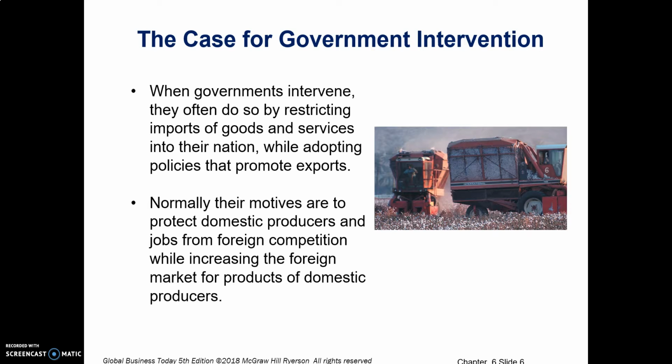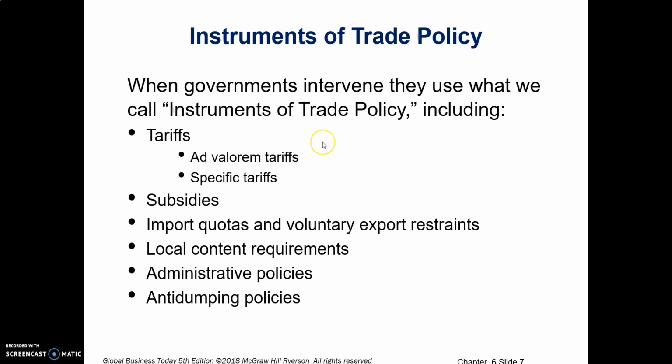So let's take a look at some of these instruments of trade policy. The textbook identifies 7, which is why they're listed in 6 bullet points. This third one, import quotas and voluntary export restraints, are very similar, but they are viewed as 2 different points. So they are 7 instruments we'll look at in more detail. Some of these you're probably very familiar with, but these are all policies or instruments that various governments and nations use to restrict the amount of product coming in to a nation.